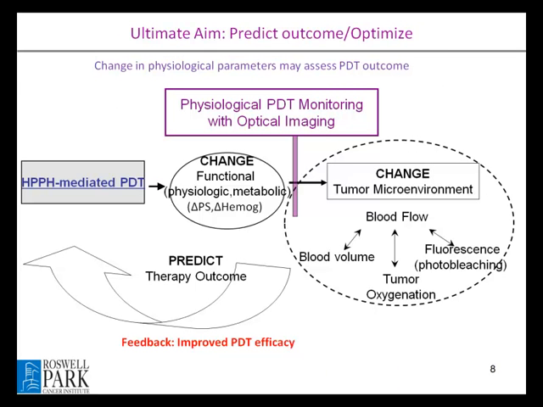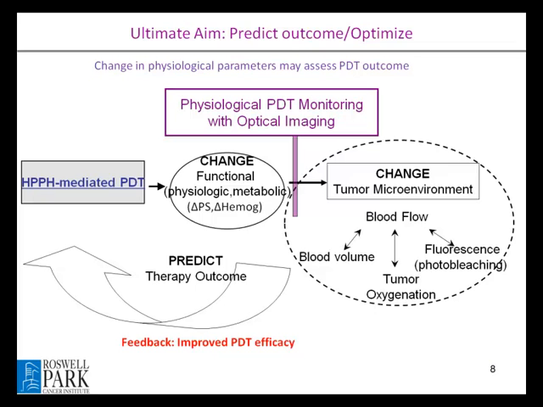So our ultimate aim, I would summarize, is that we want to optimize the PDT. We want to predict the outcome. If everything goes well, we go with it. But if something is wrong, we want to feed back to the loop so that we can change the dosimetry. In this case, our photosensitizer is HPPH. I will describe it in a bit more detail.